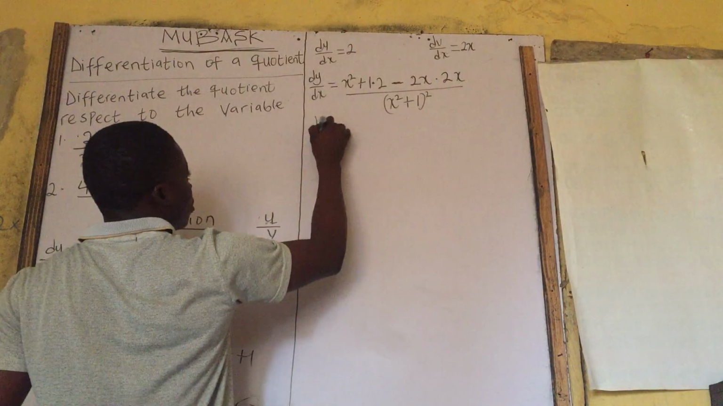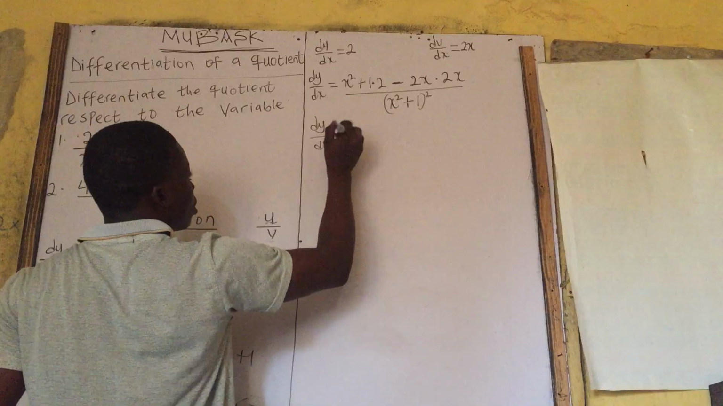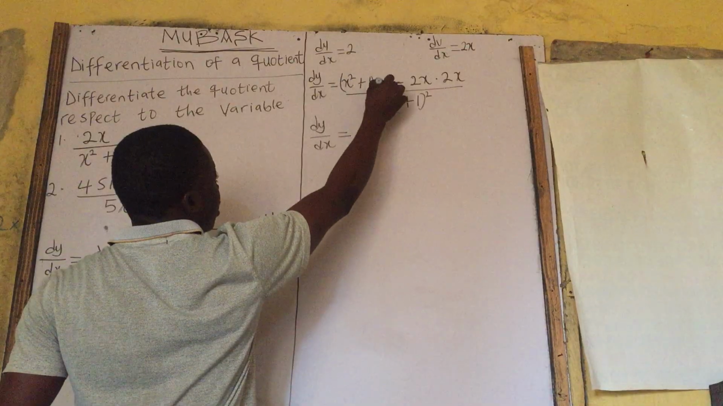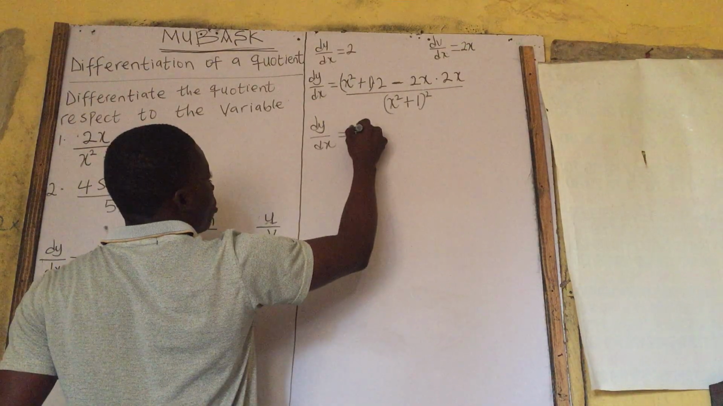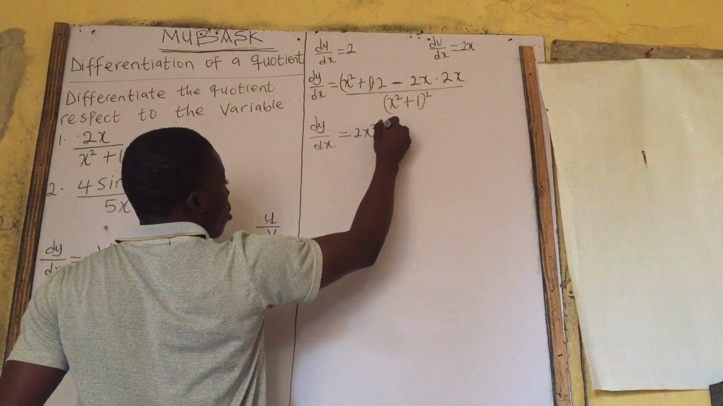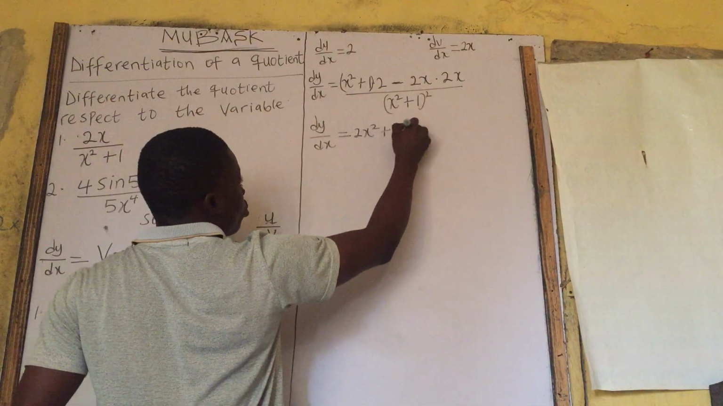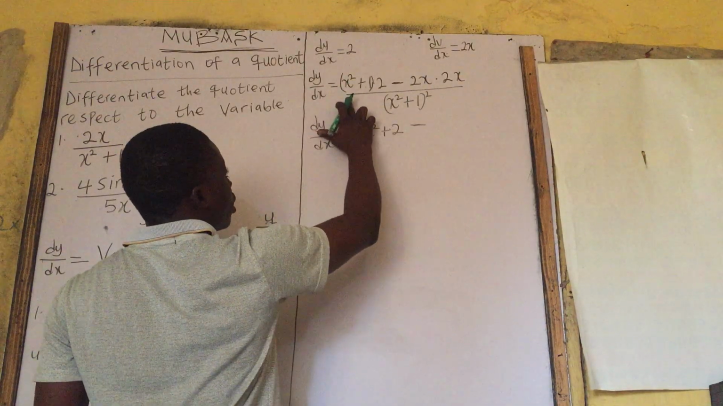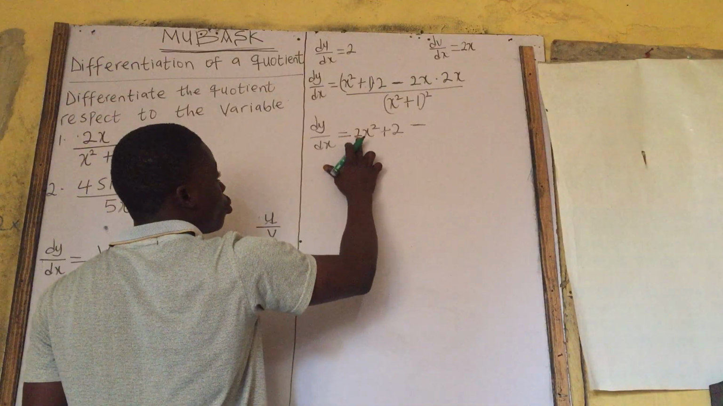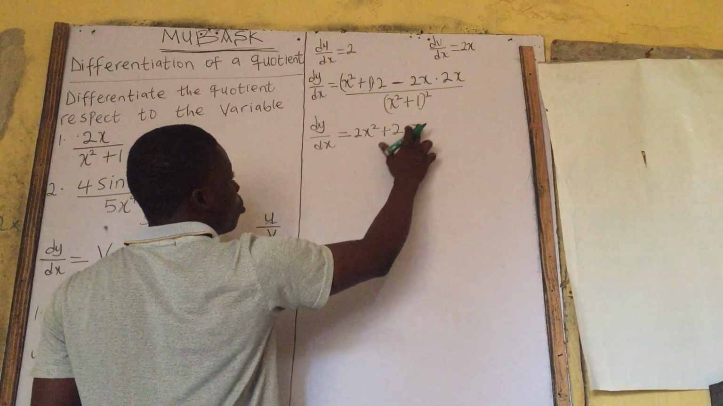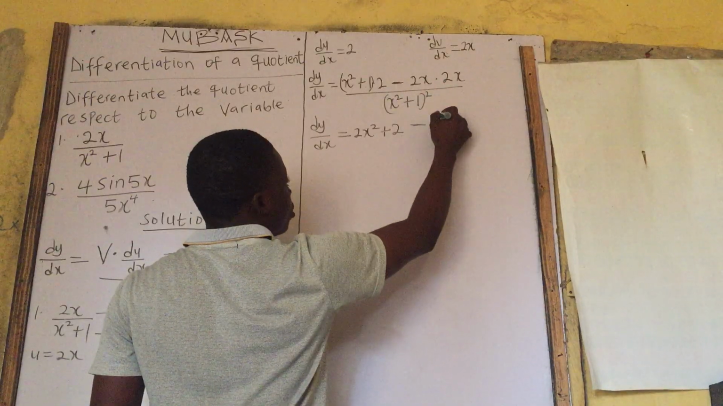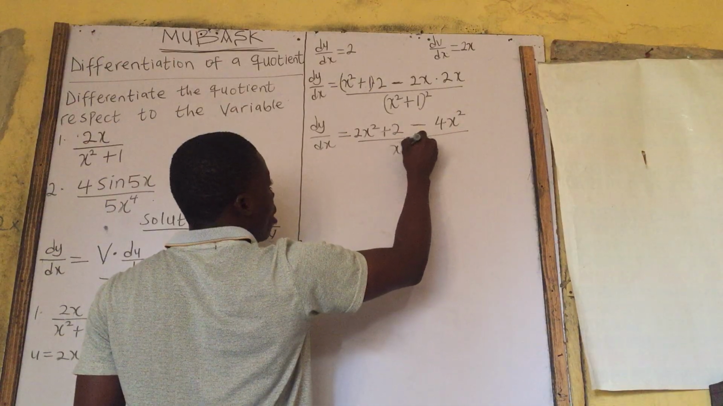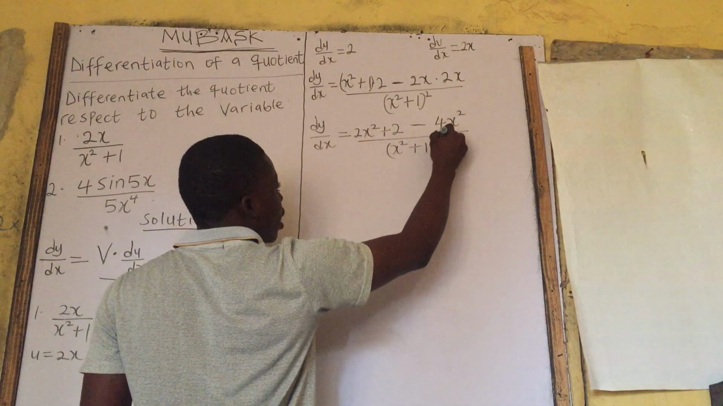Now, dy over dx equals, let us multiply it out. 2 times x squared gives us 2x squared, and 2 times 1 is 2, minus 2x times 2x, which gives us 4x squared, all divided by x squared plus 1 all in bracket squared.